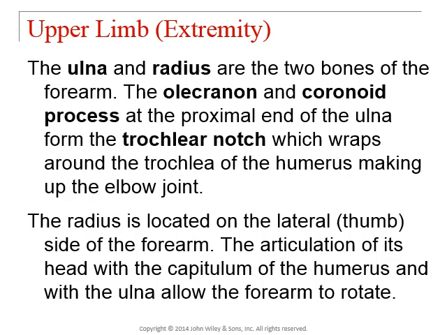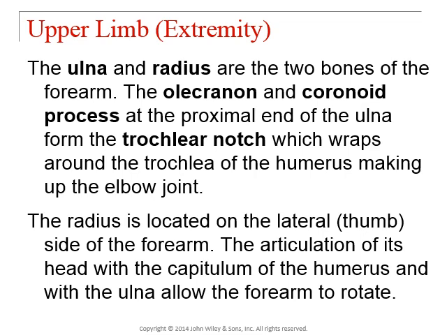So the ulna and radius will make up the antebrachium, or the lower portion of the upper extremity, also known as the forearm. You're going to find both the olecranon and the coronoid process at the end of the ulna. This is going to be the olecranon in the posterior, coronoid process in the anterior, from the trochlear notch, which will wrap around the trochlea of the humerus, making up the elbow joint. So that's the true elbow joint there.